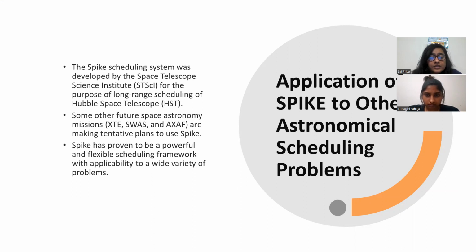One of them is EUVE, which is currently operational, and another, Astro-D, will launch in February 1993. Spike is also being considered for use by other potential space astronomy missions, and it has proven to be an adaptable and efficient scheduling tool.